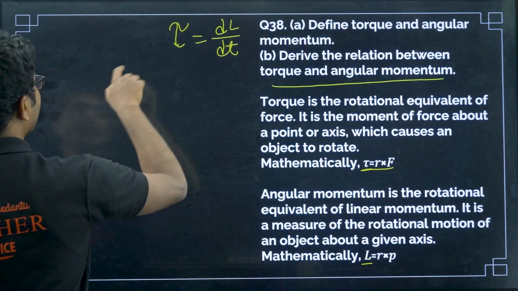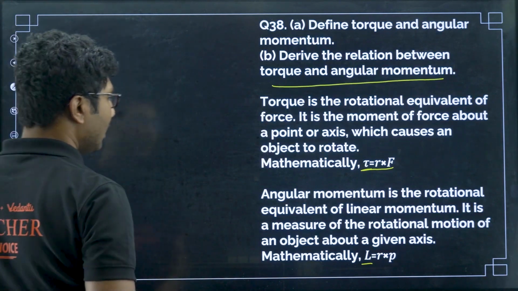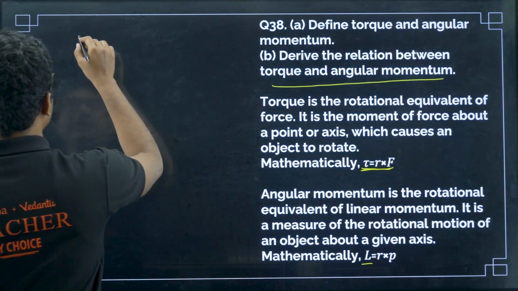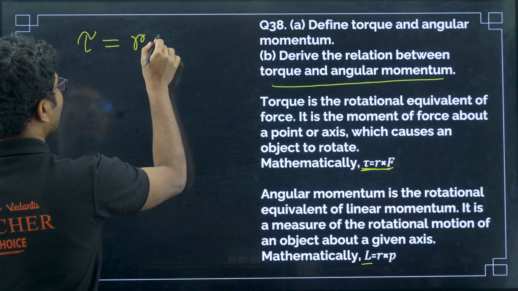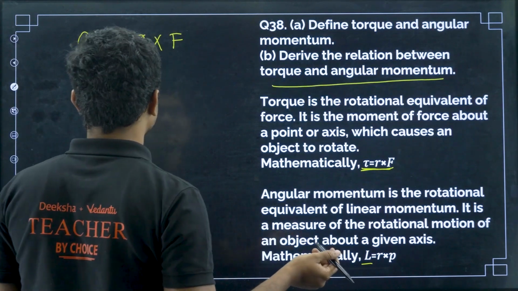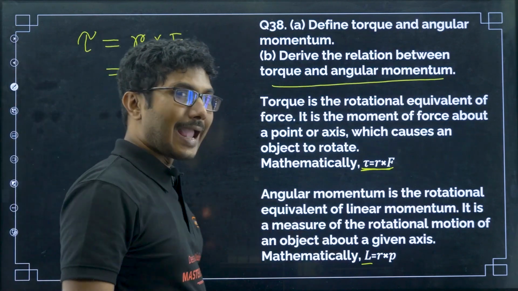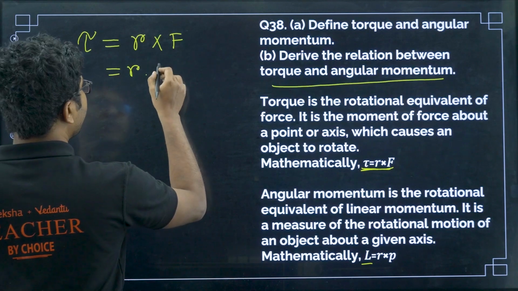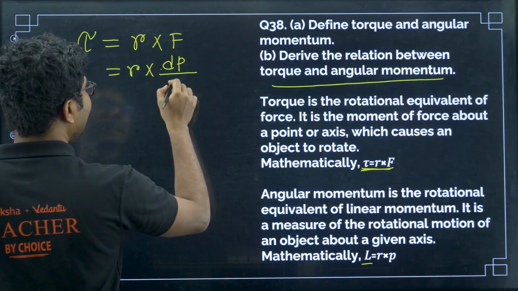Now how to do that? We will not start with differentiation of L. We will start with the expression for torque first. So torque is basically given by r cross F. You can use scalar, you can use vector, that does not matter. Now what is F? F is basically the rate of change of momentum, so F is dp by dt.